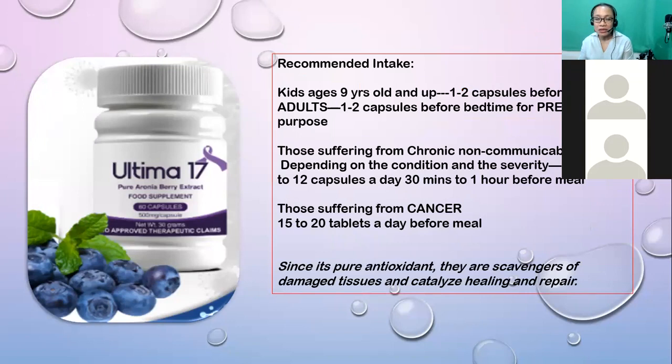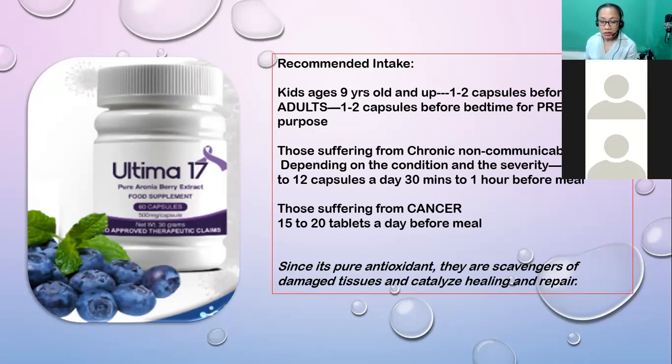Okay, so what is your recommendation? Kids ages 9 years old and up can take 1 to 2 capsules before bedtime because the brain is a sponge for free radicals. There are a lot of things that cause the production of free radicals, and one of those things is radiation, EMF, cell phone. What else? Sunburn. What else? Processed food. What else? Stress.